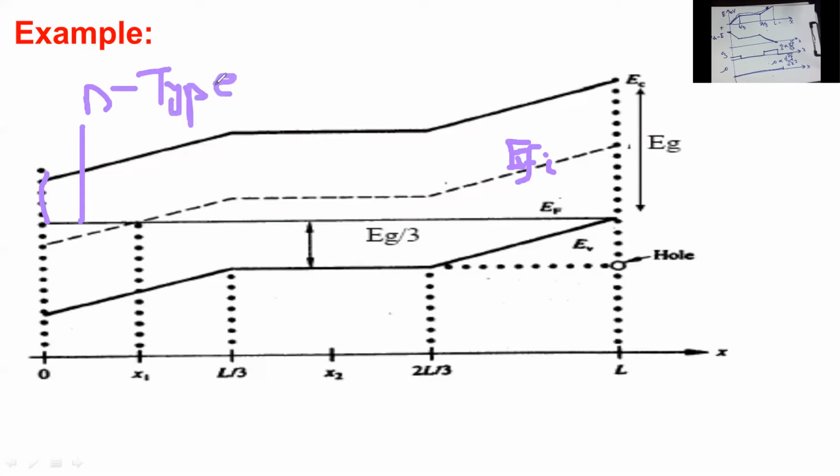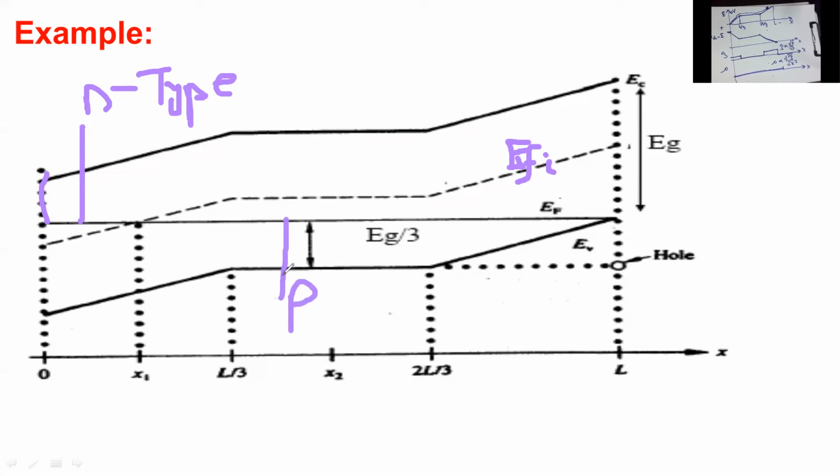Again, very bad handwriting. What about the other? In all this region, the material is P-type. Why is the material P-type? Because here, as you can see, E_F is below E_Fi, or E_F is closer to the valence band. So in all this region the material is P-type. So here is the N-type, here is the P-type.